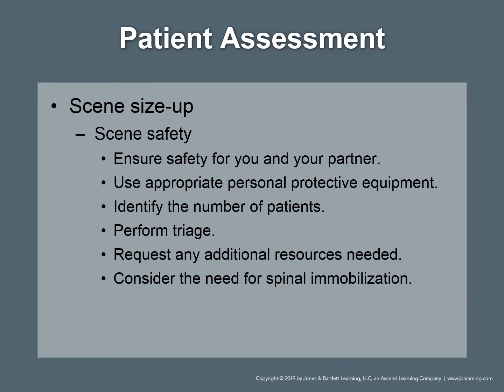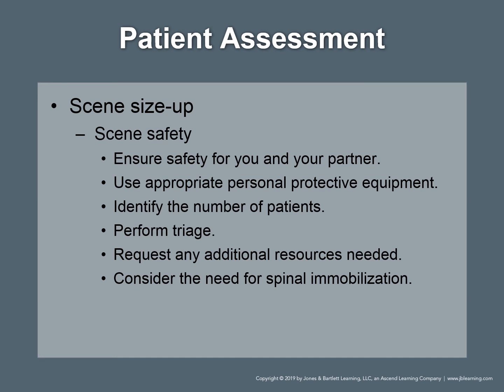So your patient assessment is the same as it is for any other types of injuries. Make sure you're scene safe, take care of yourself, take care of your partner, make sure you use the proper protective equipment. If you have external bleeding, spurting of blood, you want to make sure you got your gloves, your goggles, your gown, your face coverings, those kind of things. Find out how many patients you have and perform triage. And remember, in mass casualty situations, we do the most good for as many people as we can.